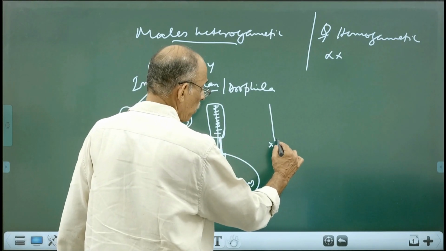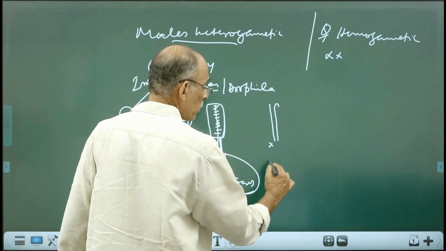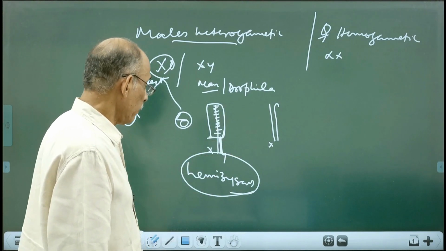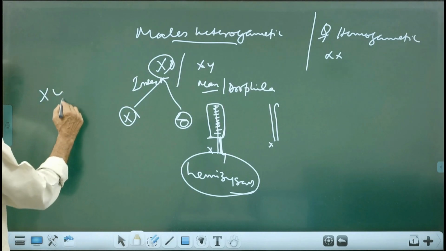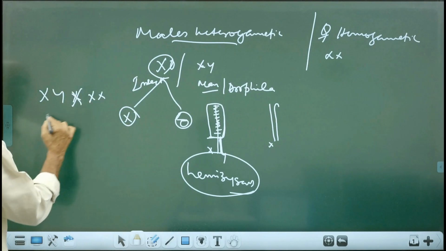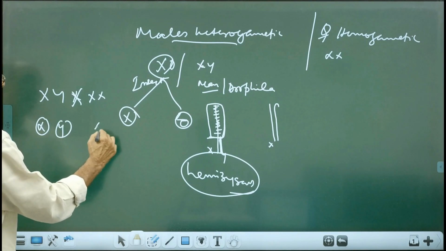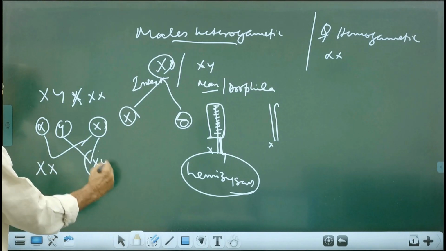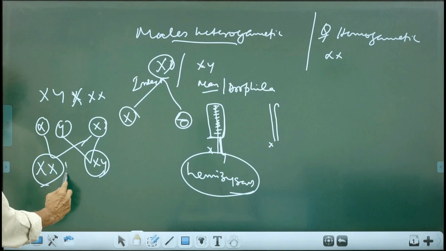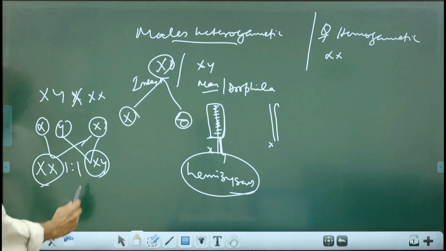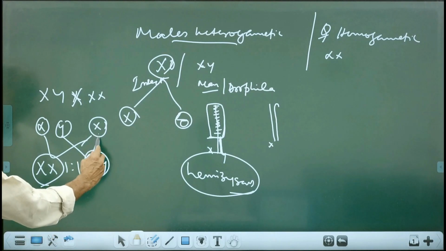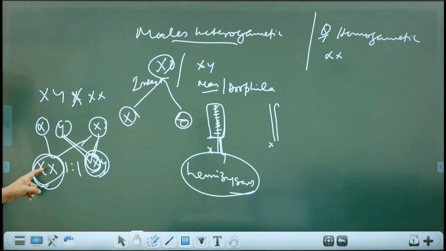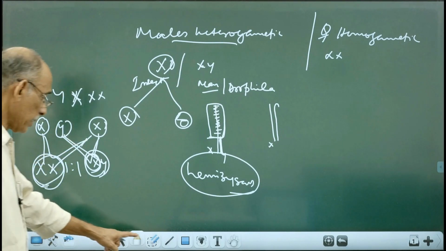In Drosophila, the X chromosome is a long chromosome and the Y chromosome is a hook-shaped or J-shaped chromosome. In both cases, females are homozygous. Then, if we make a cross between a normal man and a normal female, we get XY and XX. These two are XX, this is female, and this is male. So in a normal man and woman cross, we get a 1:1 ratio between male and female, and the only X chromosome that the male receives is from his mother. The father contributes only the Y chromosome. The female receives two X chromosomes, one from the father and the other from the mother.